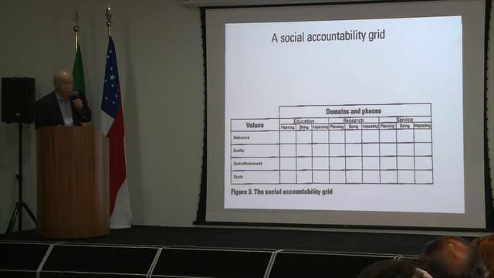This is the mechanism they developed for measuring social accountability. They looked at values of relevance, quality, cost effectiveness, and equity in the three domains of education, research, and service, and divided each of those into planning, doing, and impacting, and then offered us the opportunity to put a score in each cell.